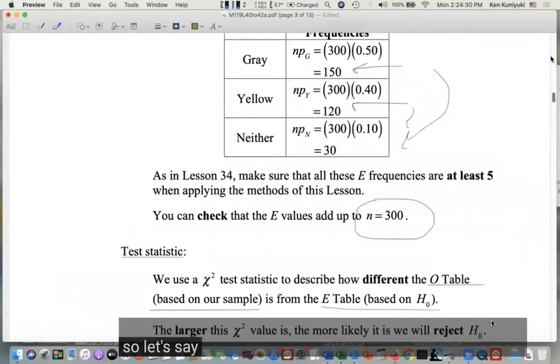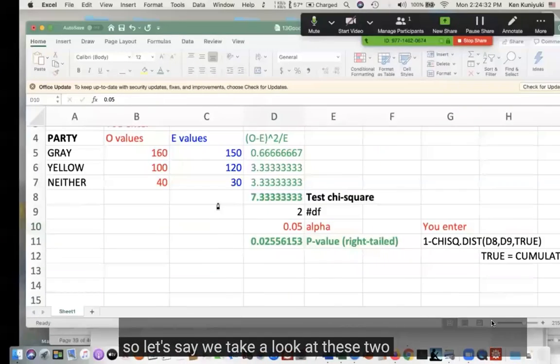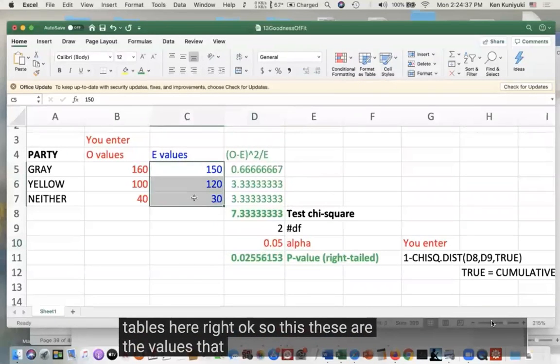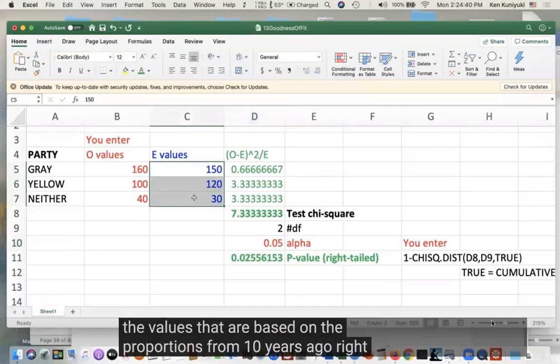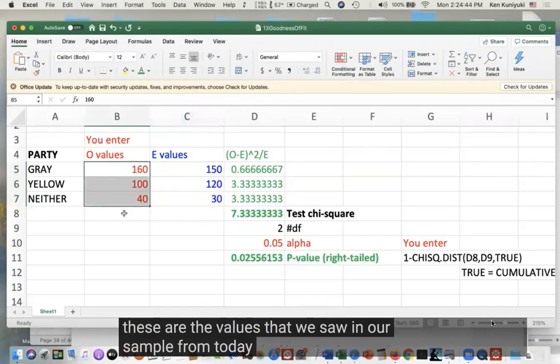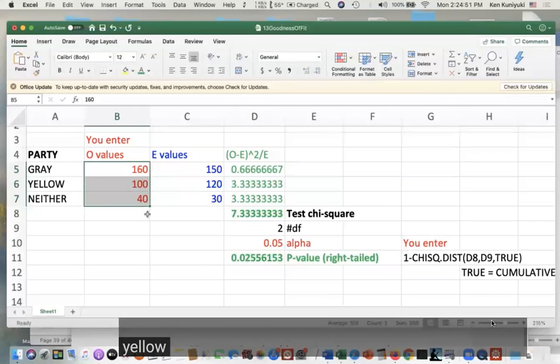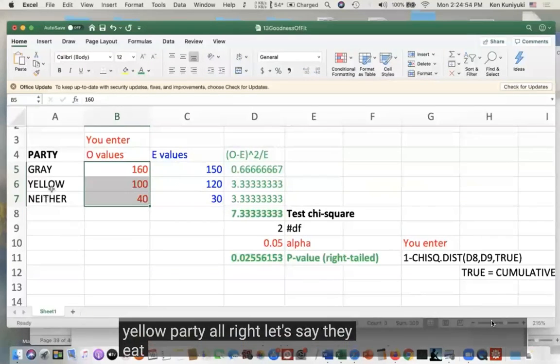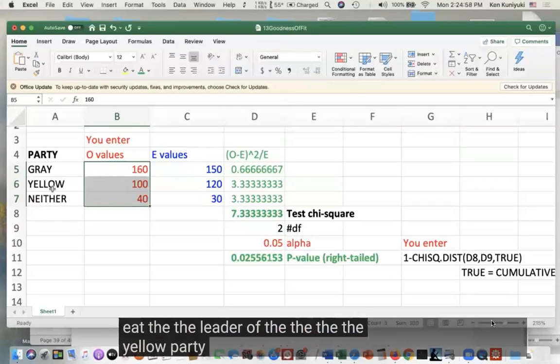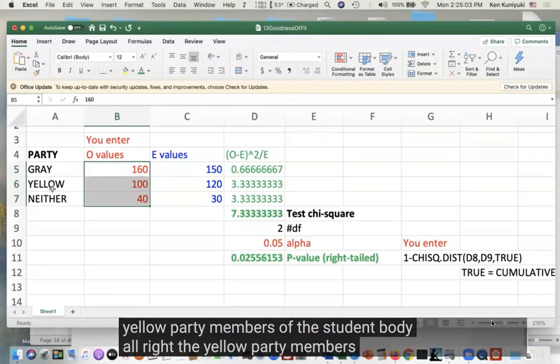So let's say we take a look at these two tables here, right? These are the values based on the proportions from 10 years ago. These are the values that we saw in our sample from today. Now, let's say the leader of the yellow party, members of the student body, the yellow party members of the student body.